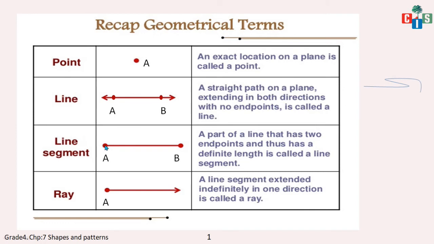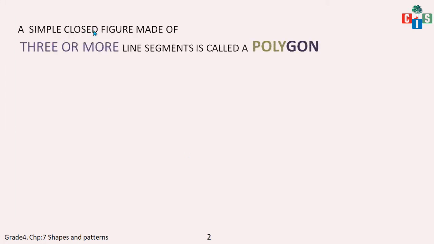This is a line segment AB. Okay. So a polygon should be a simple closed figure and it should have line segments. But how many line segments should there be? 3 or more line segments. That is known as a polygon. I think you have heard the word polygon for the first time. Yes, the word is new for you.